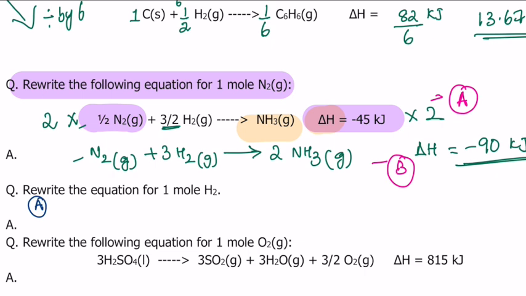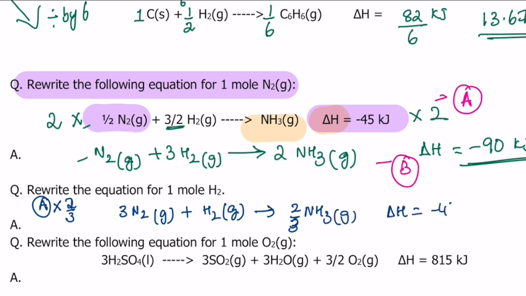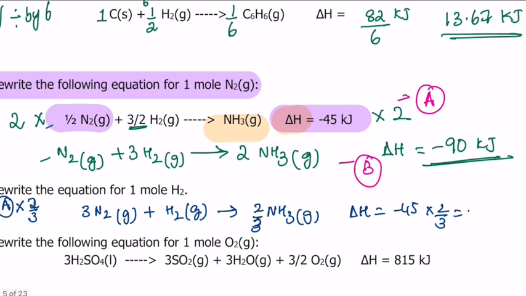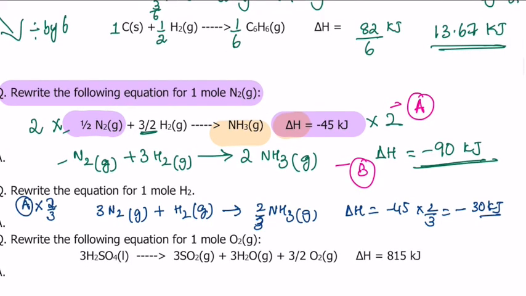Similarly, you could pause the video and rewrite this equation for 1 mole of hydrogen for practice. So you would notice that you need to multiply equation A with 2/3. That gives you 1/3 mole of nitrogen plus 1 mole of hydrogen forming 2/3 mole of ammonia. And you do the same thing to delta H. You multiply that with 2/3 and you get negative 30 kilojoules. So this is the amount of energy that is released. That's it for delta H for now.